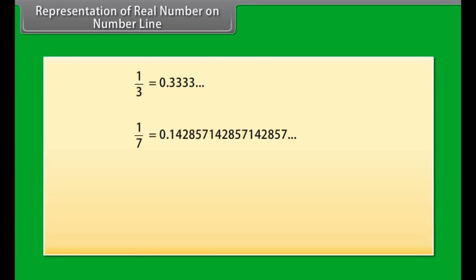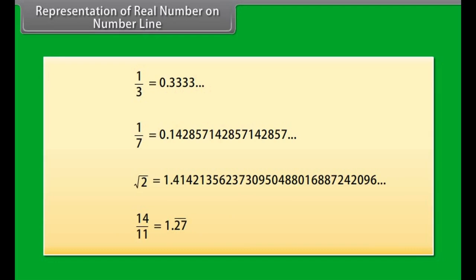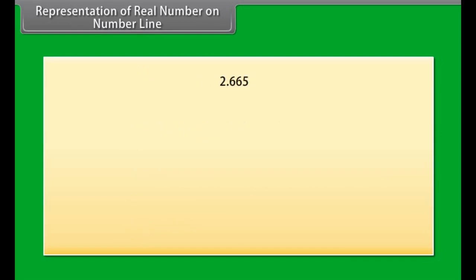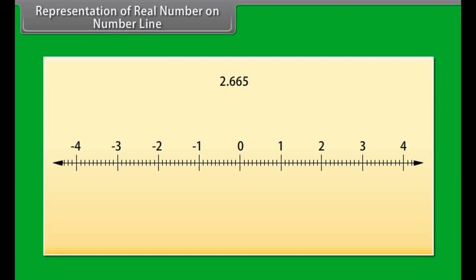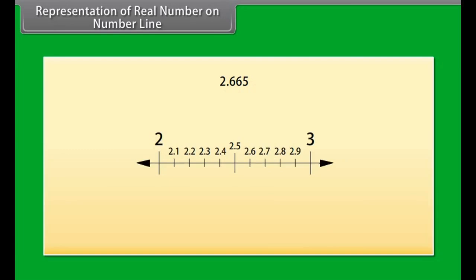Representation of real numbers on the number line. We now know that every real number has a decimal expansion. That decimal expansion helps us to locate it on a number line. Let us locate 2.665 on a number line. We know that it lies somewhere between 2 and 3. Imagine dividing it into 10 equal parts. For a clear view of numbers, now the first part represents 2.1 and the second part is 2.2 and so on.